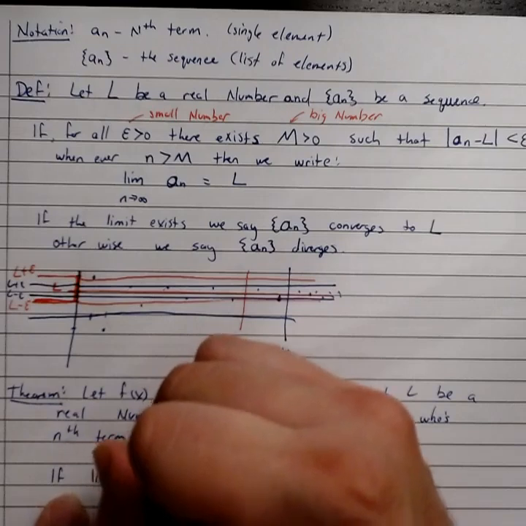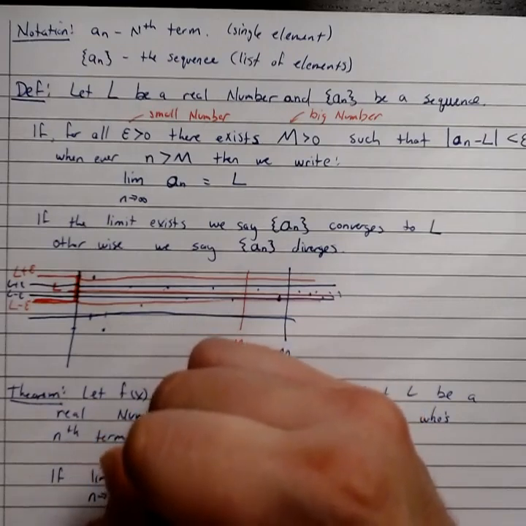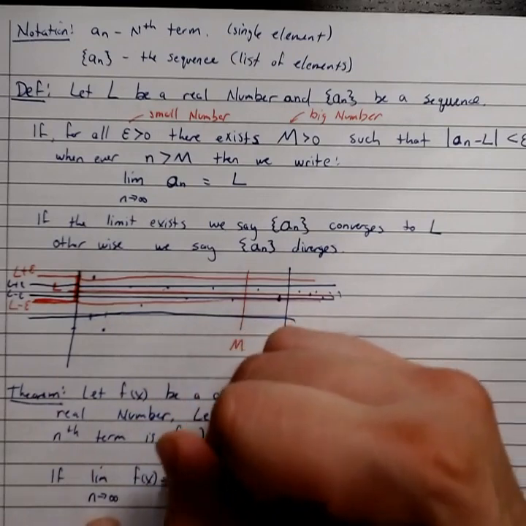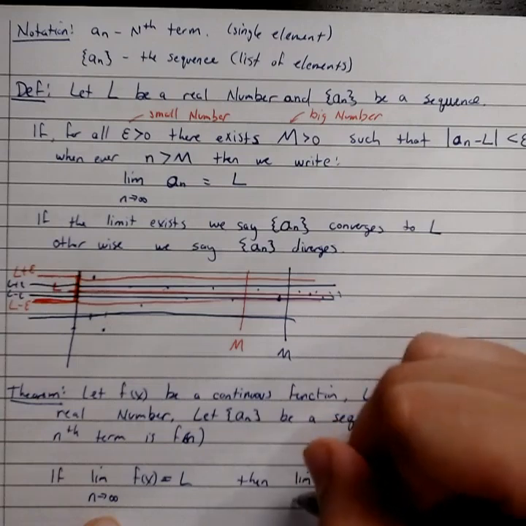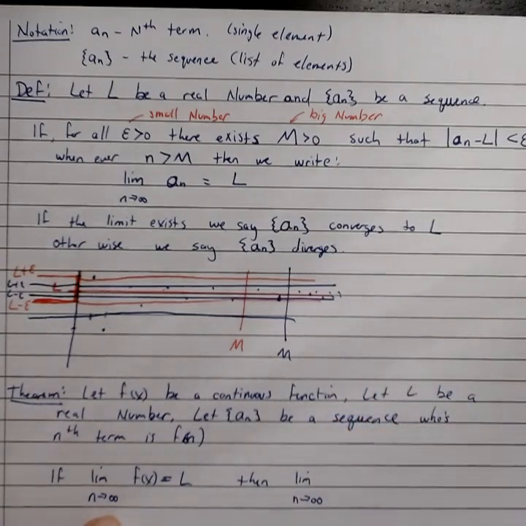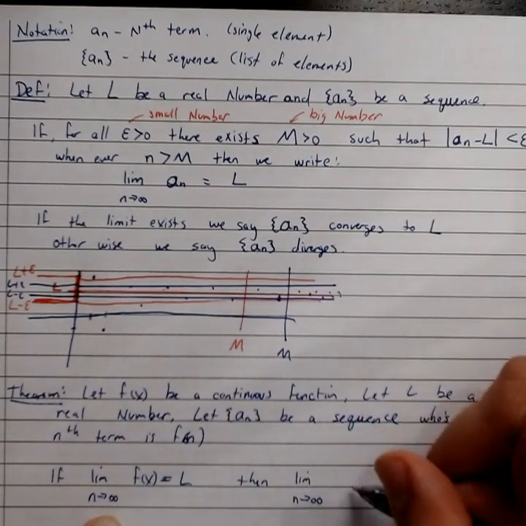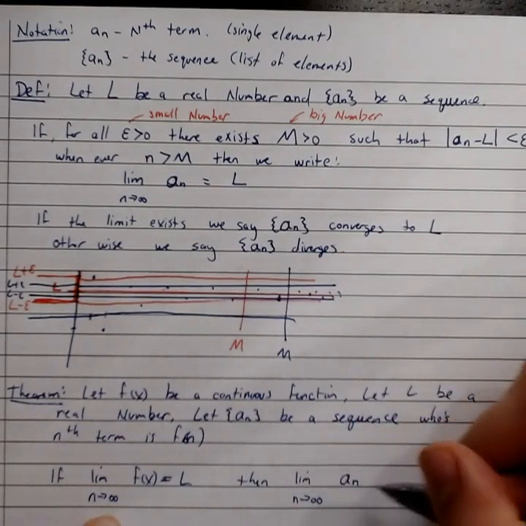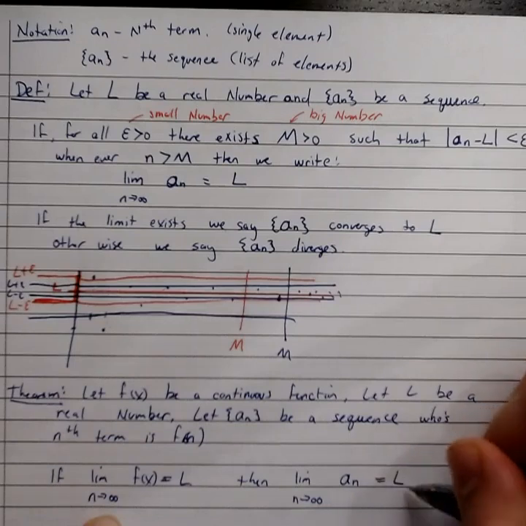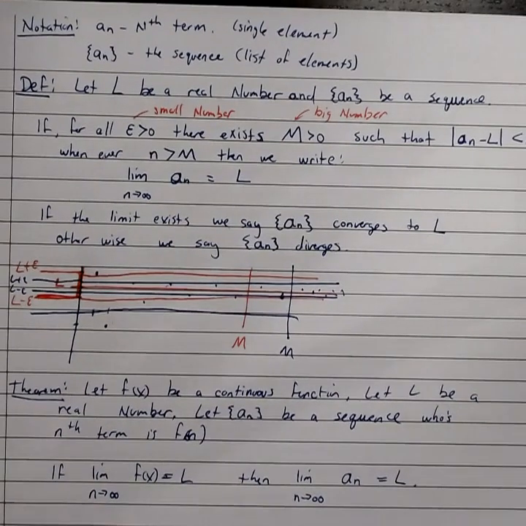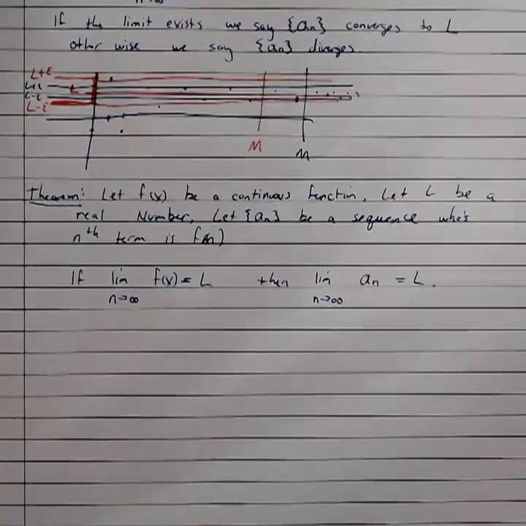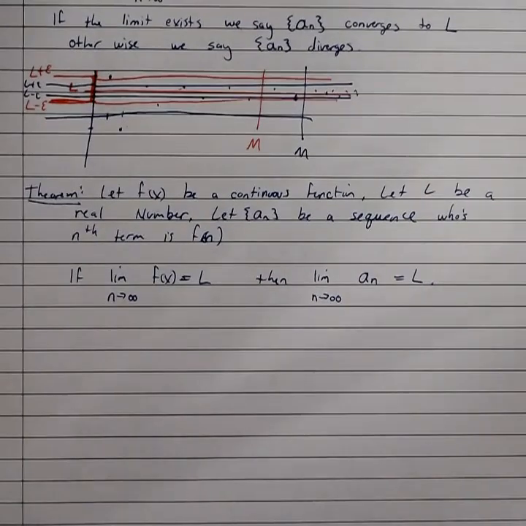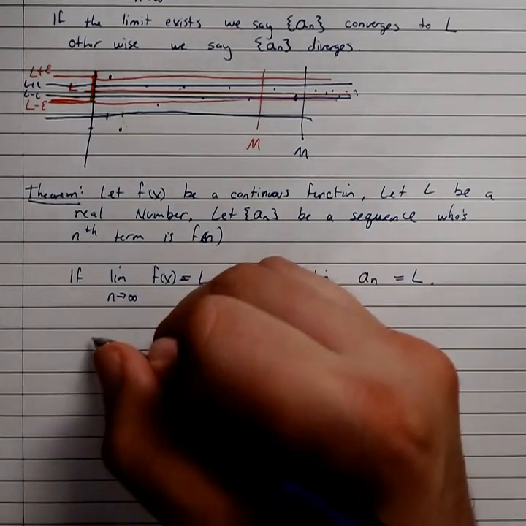If the limit as x approaches infinity of f of x is equal to L, then the limit as n approaches infinity of a sub n will also equal L. Just like that. Here, we're not going to prove this theorem, although we're going to motivate it. We're going to go ahead and illustrate what it's saying and suggest why it should be true. The formal proof of this, we're not going to go through all of it. But essentially, it says the following.